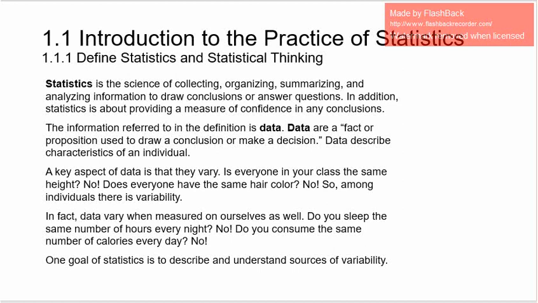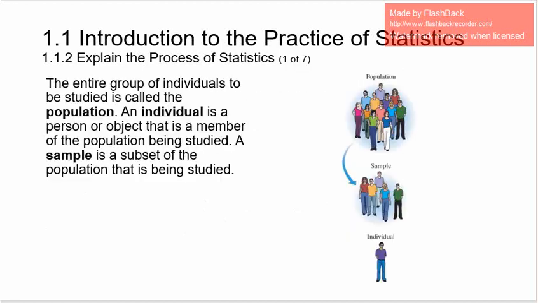A key aspect of data is that data varies. In fact, data vary when measured on ourselves as well, because we don't sleep the same number of hours every night, and we don't consume the same number of calories every day, for example. Data could be numerical, as in height, or non-numerical, as in gender.